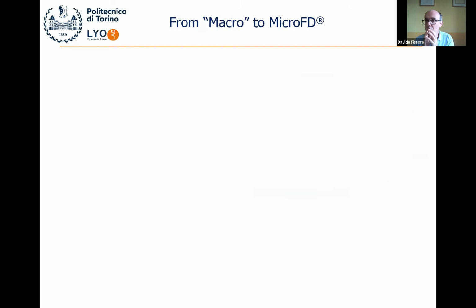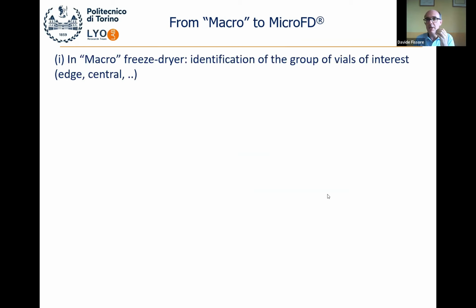So if you want to move from macro freeze dryer, large scale unit, to MicroFD, what you need to do? At first, you need to identify in the larger scale unit the group of vials of interest. You want to investigate what will occur in central vials because you are interested in evaluating drying length, duration, you are focusing on the majority of the batch and so on. Or you are interested in the edge vials because they are the hottest in your batch. This is the first point.